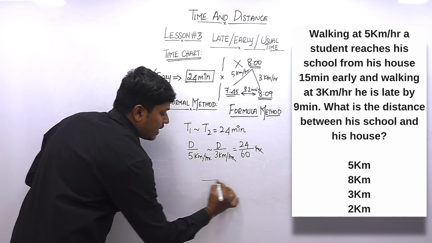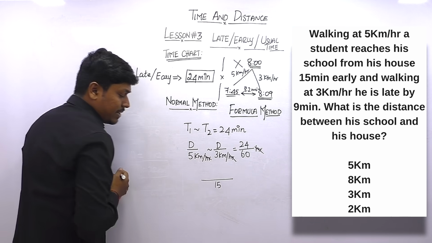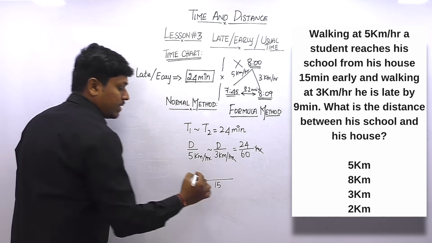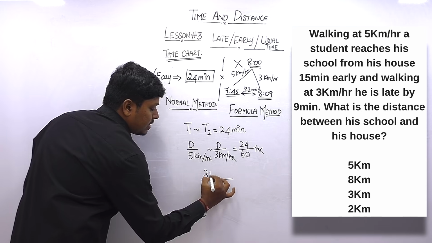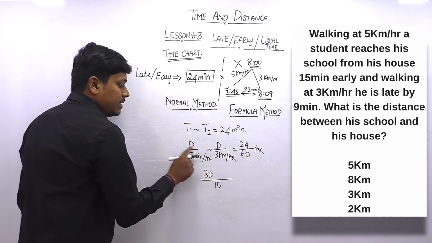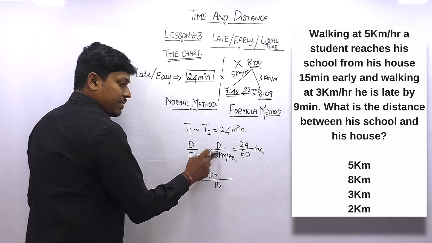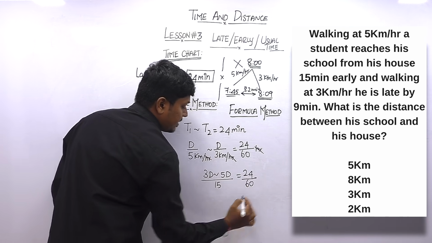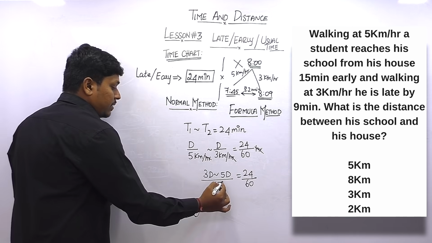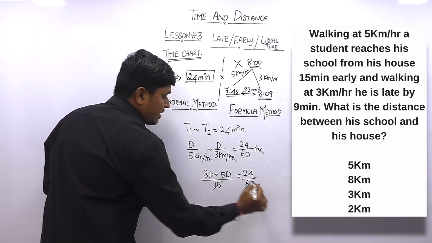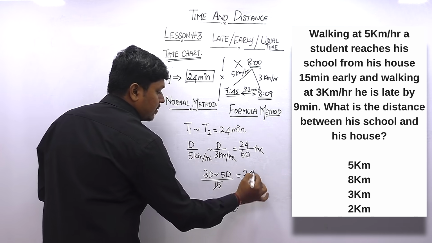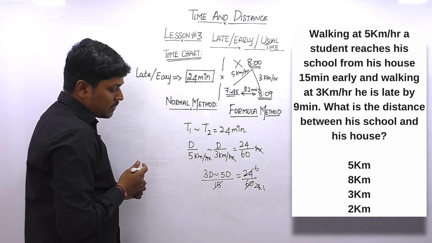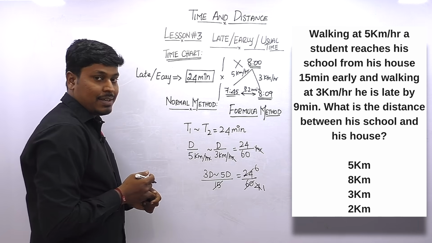So now we can take the LCM as 15 kilometers. Once you take 15, for 3 it will be 5, and for 5 it will be 3, so the numerator will be 3d minus 5d. Or otherwise, 5 into 3 will be 15. So the difference of 3d and 5d over 15 is equal to 24 divided by 60. You can cancel: 15 times 4 is 60, and 1 times 4 is 4, 6 times 4 is 24. So the difference 5d minus 3d will be 2d. So 2d is equal to 6, so d equals 3.